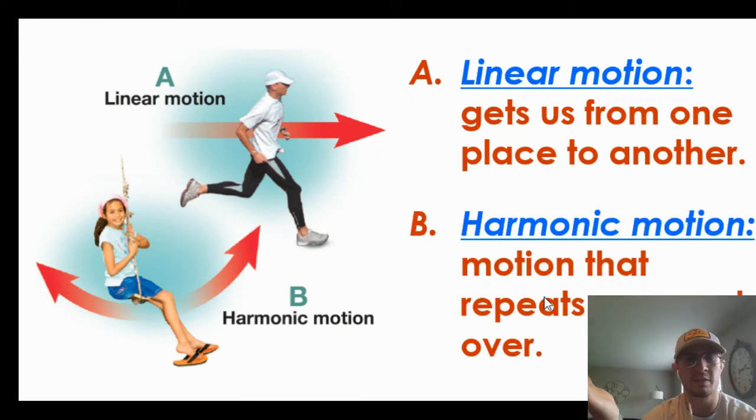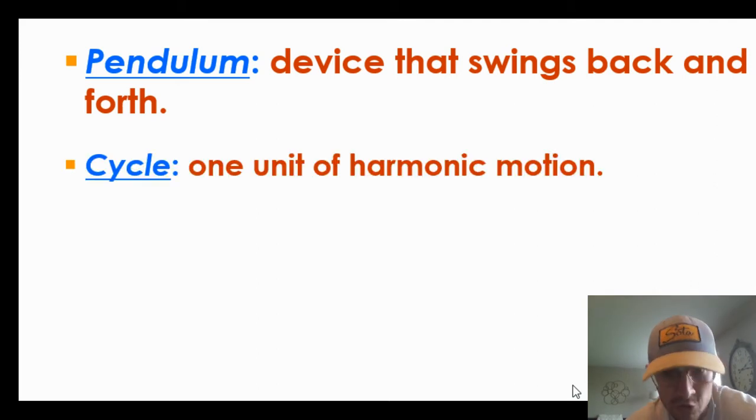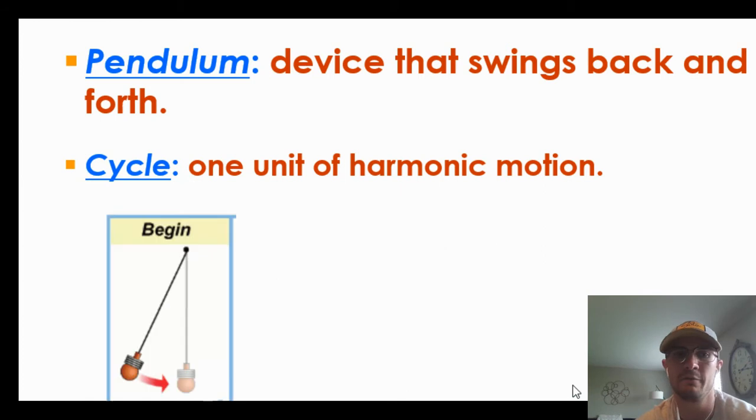We just set up a swing set for my kids, and Merrick just wants me to push him in a swing over and over. That would be an example of a harmonic motion. I push him once, and he keeps going for a little while, right? Now, we're going to focus on that harmonic motion. A pendulum is one example of that. A pendulum is just a device that swings back and forth, and we're going to use a pendulum to learn about a lot of this vocab.